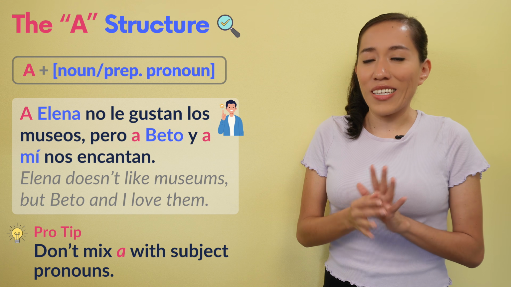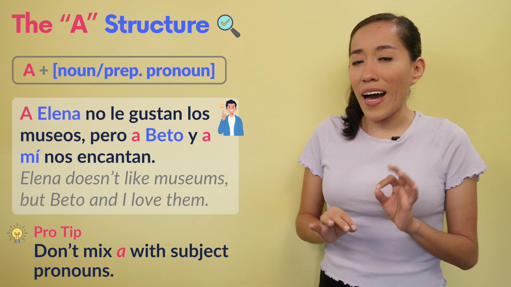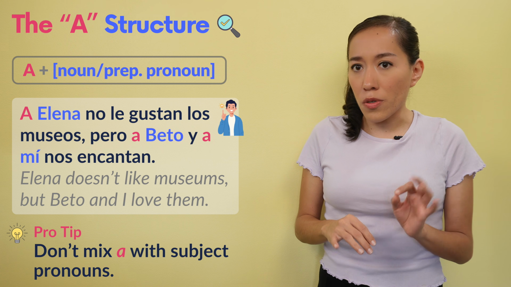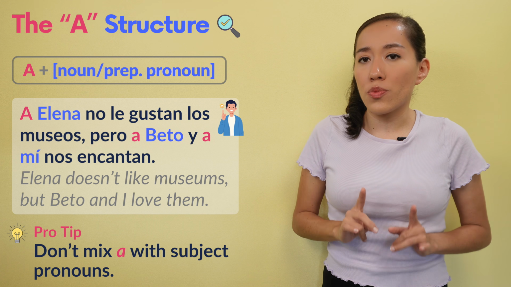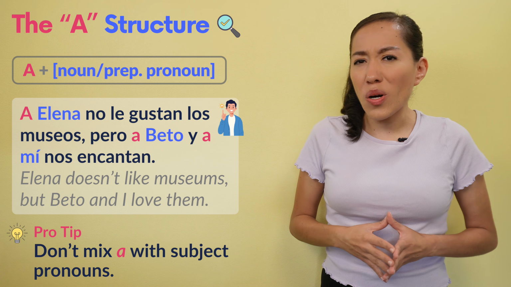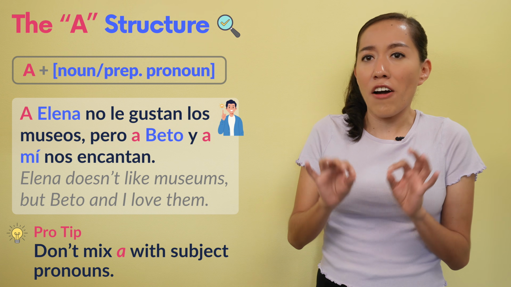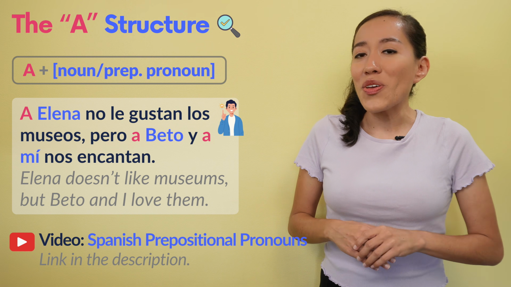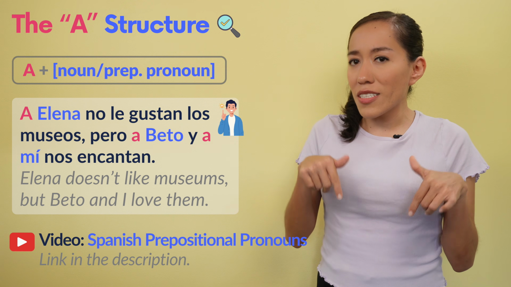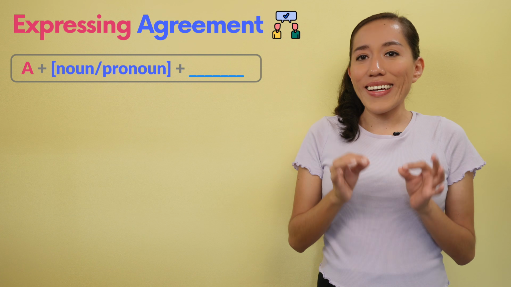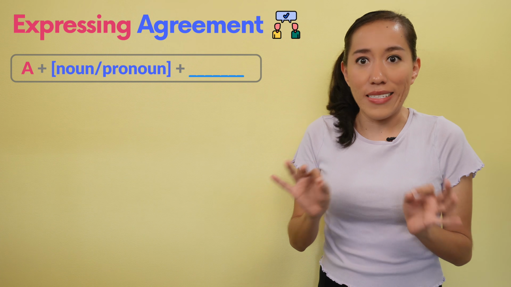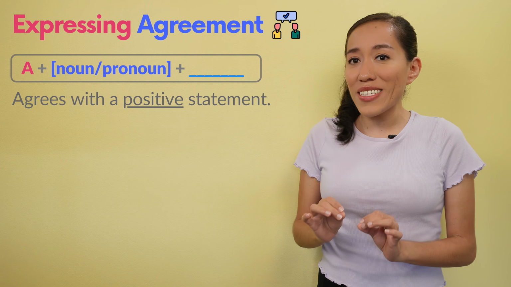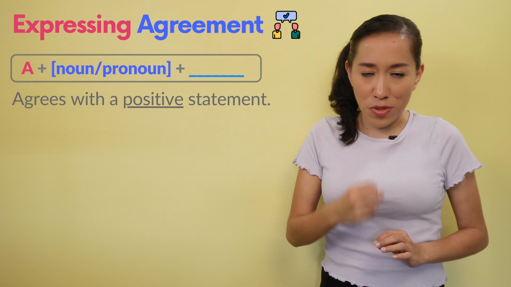Algo importante con esta estructura A is that you cannot use it with subject pronouns. It either works with a noun or with a prepositional pronoun. If you don't know what prepositional pronouns are, I have a very short lesson so you can learn what they are and when to use them. You can find the link to that lesson in the description of this video. Esta estructura con A is key because it's our foundation to express agreement and disagreement with verbs like gustar.